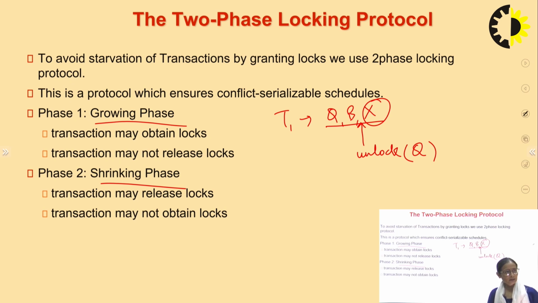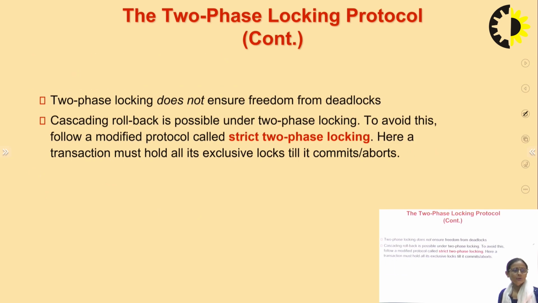Similarly, in phase 2, what is happening? We are releasing all the locks. And once you are in the shrinking phase, then you cannot obtain the locks in this phase. And this protocol ensures conflict serializable schedules. That is, the schedules which we are getting with the help of two-phase locking protocol are all conflict serializable. So, two-phase locking does not ensure freedom from deadlock, but this is the disadvantage as we have seen earlier. Cascading rollback is possible under two-phase locking protocol.